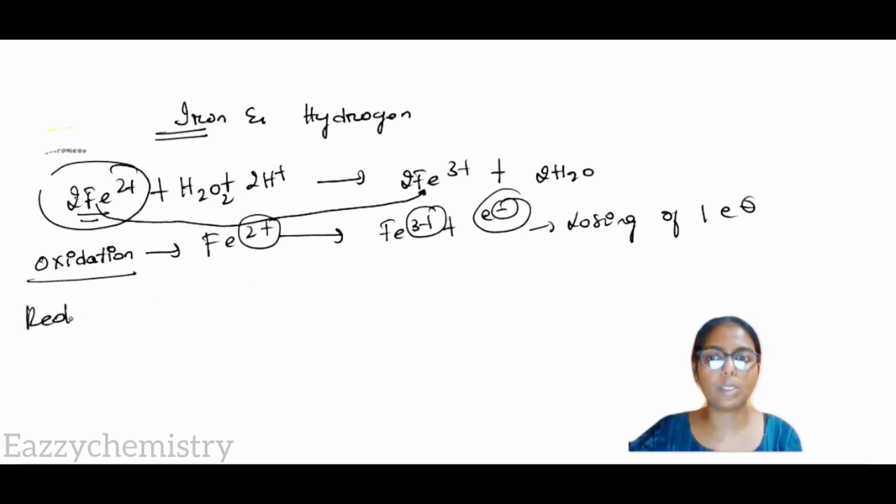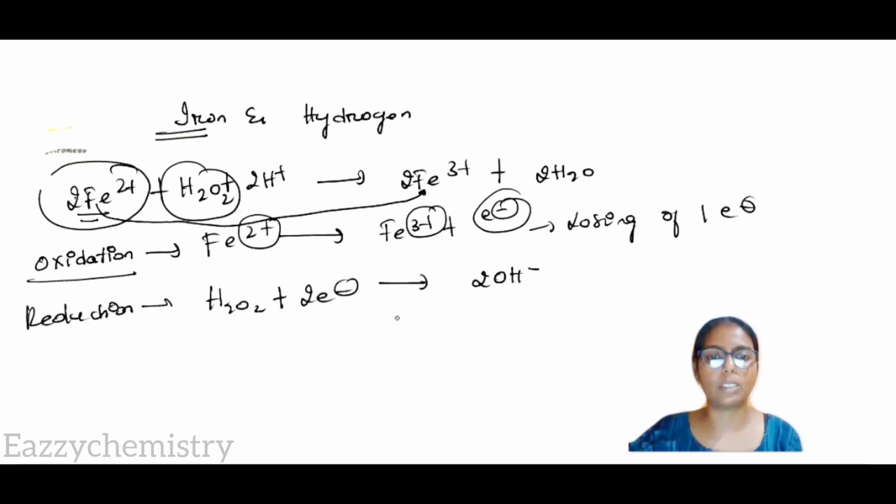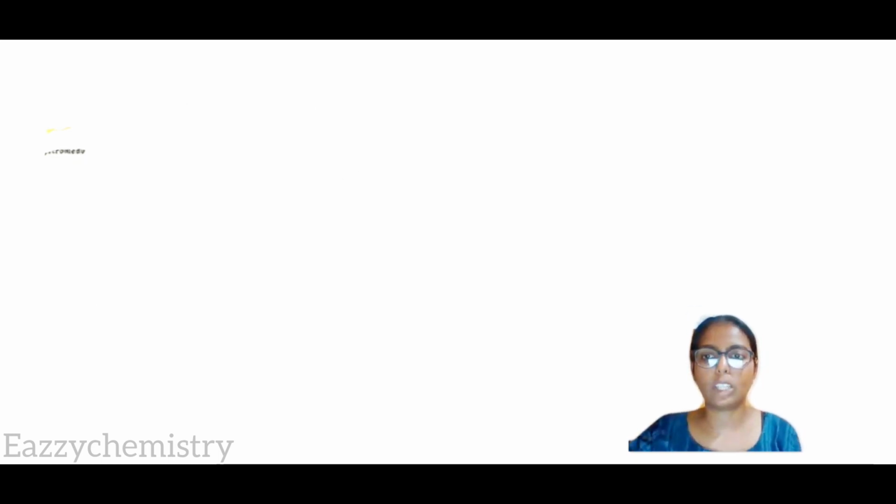If you look at the reduction reaction, it would be like this: the hydrogen peroxide, H2O2, gains 2 electrons and converts into 2OH-. So here the hydrogen peroxide gains the 2 electrons and converts into the hydroxide. Let's look at some important oxidizing agents.